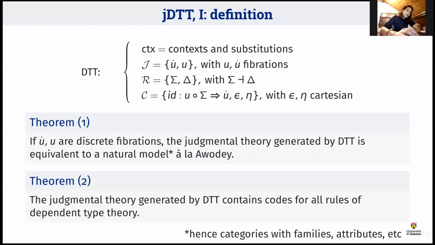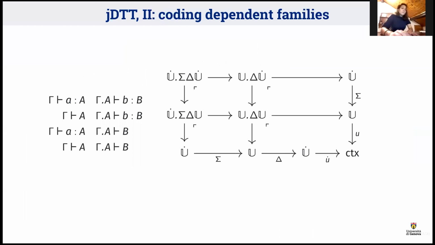But not only that, we proved that the judgmental theory generated by these choices contains codes for all rules of dependent type theory, meaning that this is also enough. So we don't need the discrete part. Having fibrations is enough to code all the rules that one wishes to have in dependent type theory, of course without constructors, but we'll get to that in a second. And I want to show you a bit of how this is done.